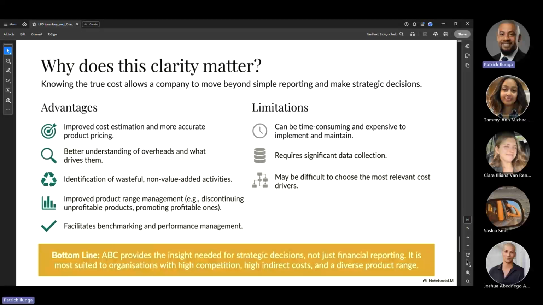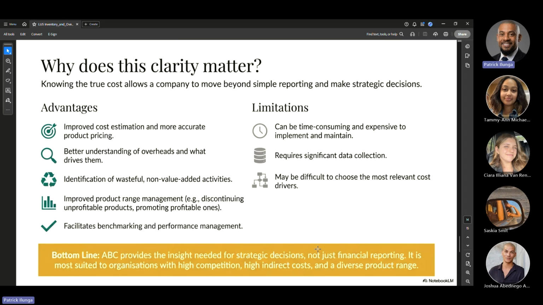Perfect. And that's almost the end, guys. We are there at the end. I'm just talking to you about the last thing here. So what is the advantage of ABC? The advantage of ABC is that obviously it's going to improve your cost estimation. It's going to make it more accurate for you to price your product. That's one thing. Once you have a good cost estimation, you are certain that your product pricing would also be accurate.